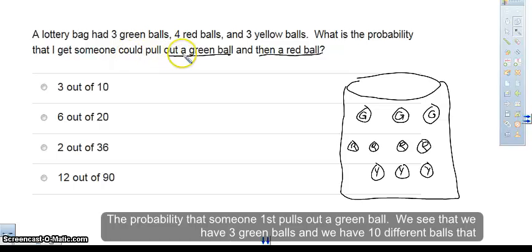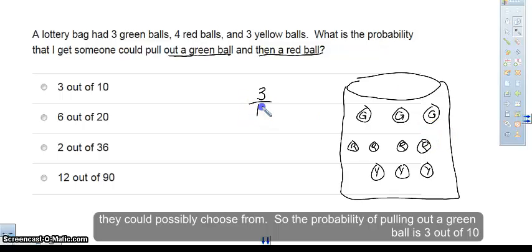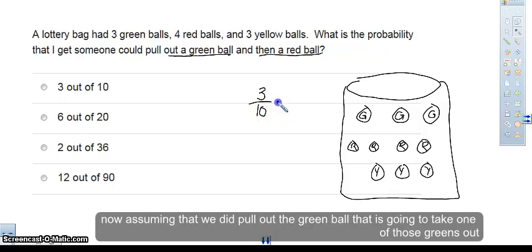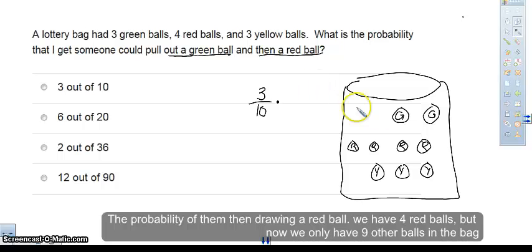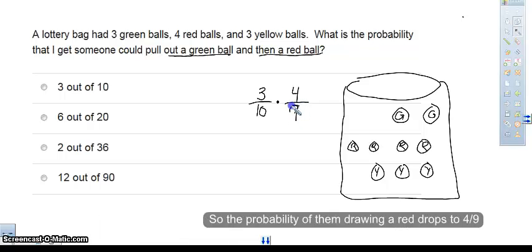The probability that someone first pulls out a green ball, well, we see that we have 3 green balls and we have 10 different balls that they could possibly choose from. So the probability of pulling out a green ball would be 3 out of 10. Now, assuming that we did pull out that green ball, we're going to take one of those greens out. Now the probability of them then drawing a red ball, we see that we have 4 red balls, but now we only have 9 different balls within the bag. So the probability of then drawing a red drops to 4/9.